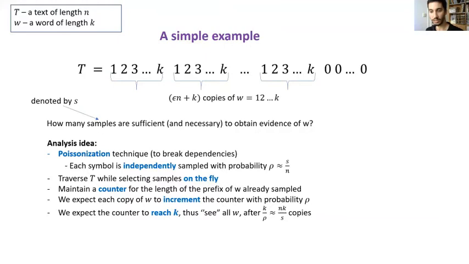We expect the counter to reach K after about K over rho copies. And when the counter reaches K, we know that we have sampled the entire word W, because W is of length K. Since we have more than epsilon n copies, this means that K over epsilon samples are sufficient here.